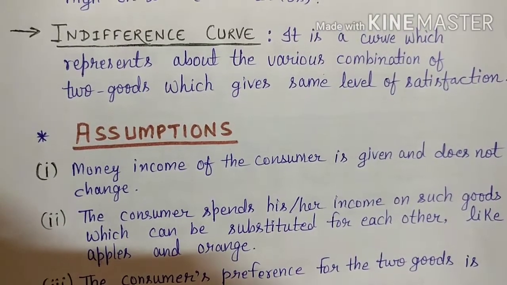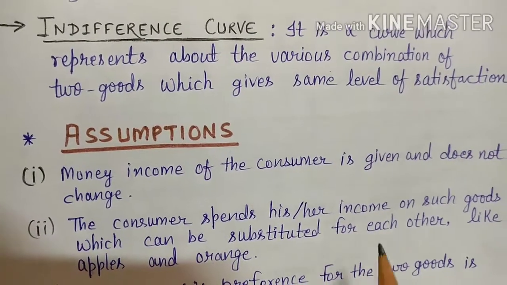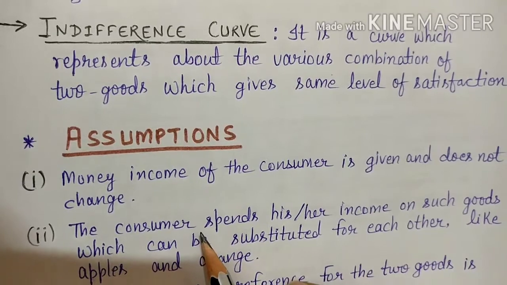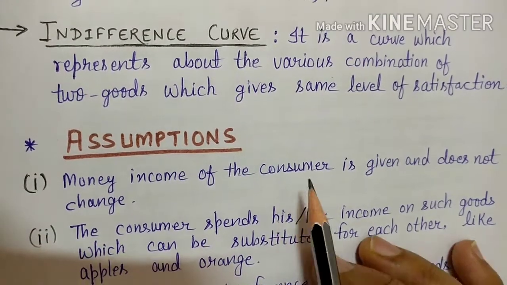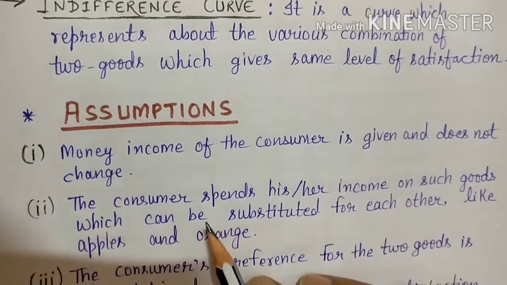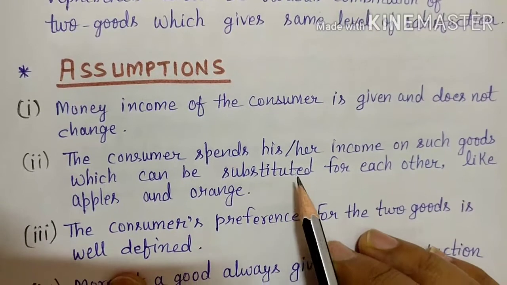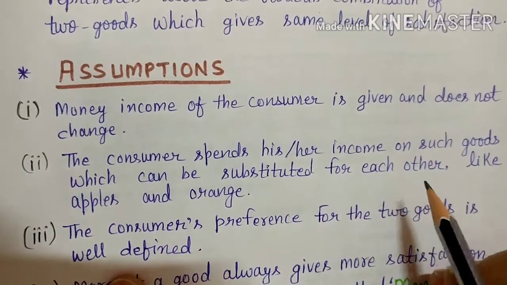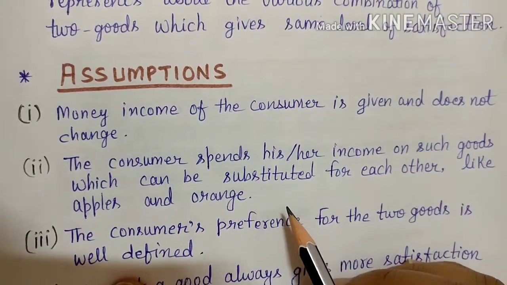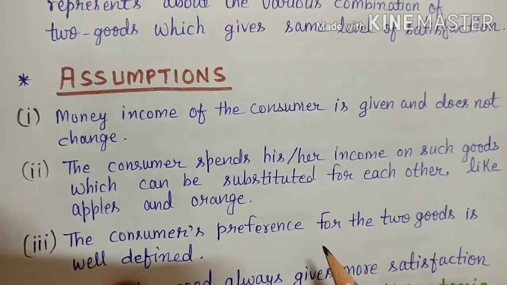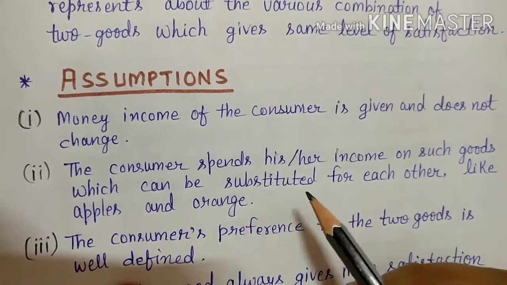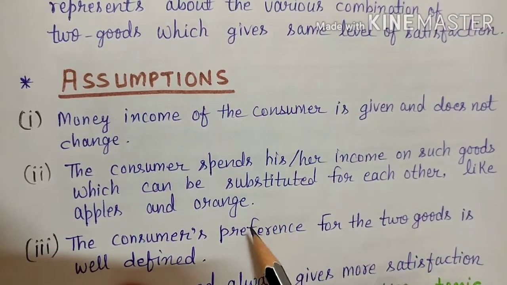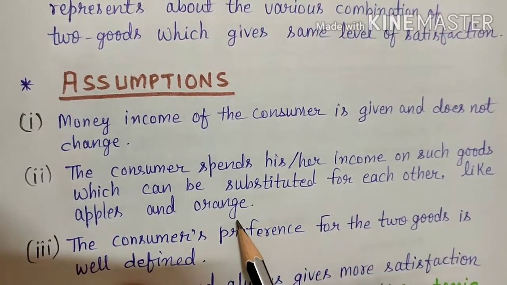The first assumption is that the money income of the consumer is given and does not change. Whatever money he has in his pocket, the available money, will remain the same and will not change. The second assumption is that the consumer spends his or her income on goods which can be substituted for each other, like apple and orange. Both of these are fruits.